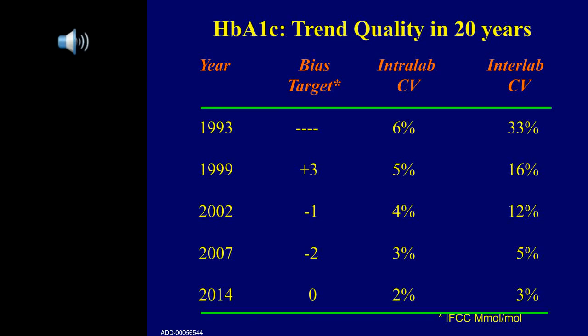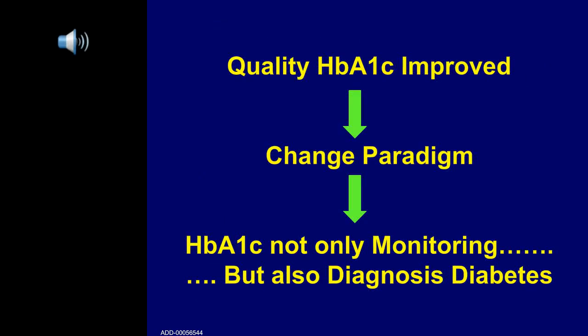And the efforts of the standardization people, of the manufacturers, of you in the laboratory, resulted in a dramatic improvement of the quality. In my EQA program, I have seen that 20 years ago, the interlaboratory CV, so the between laboratory CV, was 33%, and last year it dropped to 3%, a dramatic improvement of quality.